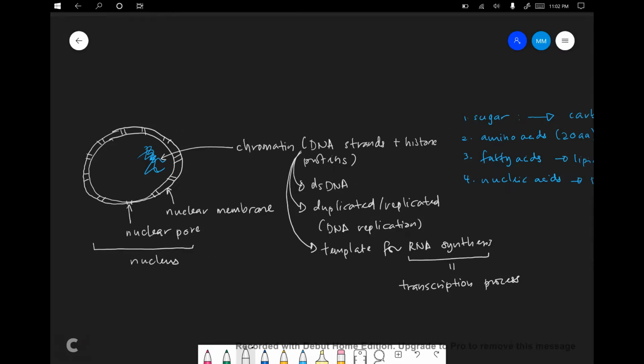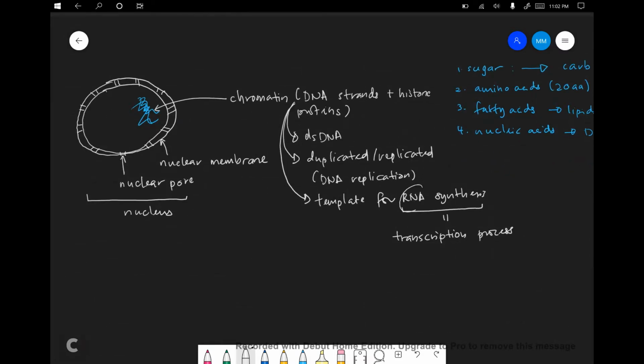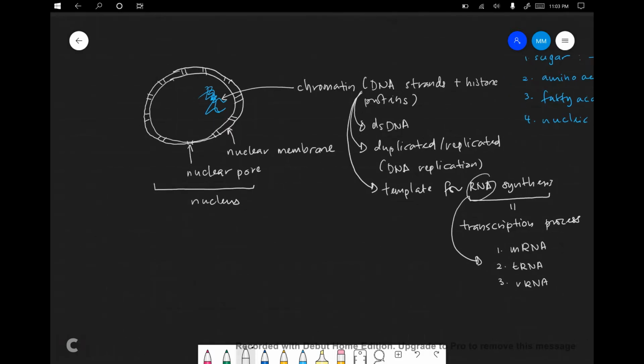Alright, so how many types of RNA that we have? How many types of them altogether? There are 3 types. The first one is the messenger RNA, simplified as mRNA. The second one is what we call as transfer RNA, simplified as tRNA. And then the third one is known as ribosomal RNA, simplified as rRNA. Alright, so now that is about the nucleus and about our DNA.